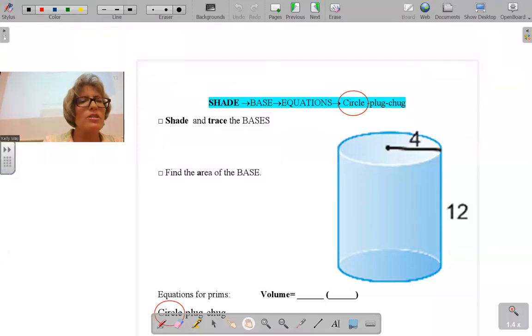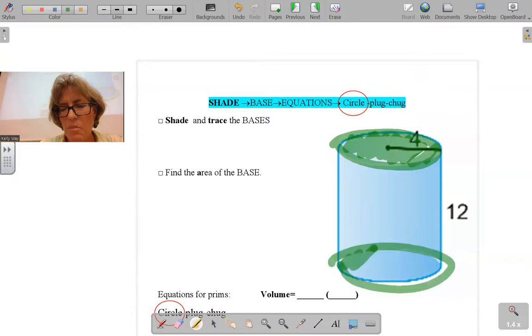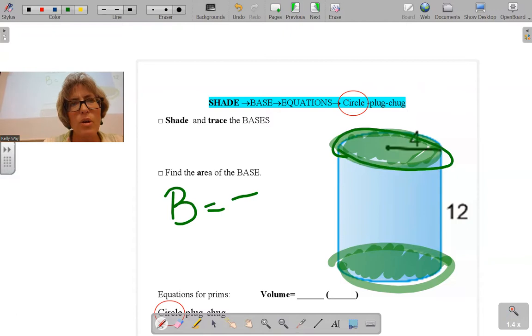Shade base equations. Circle, plug, chug. Step number 1 is you want to shade your bases. The bases are congruent, parallel, connected by a rectangle. There's your base here. So our base here is a circle. So our B now is pi r squared.